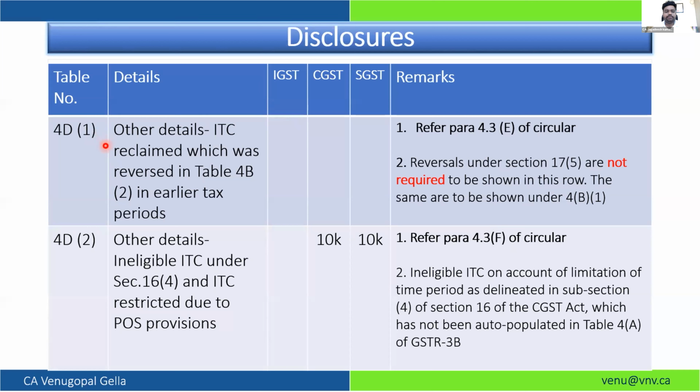4D1, as I discussed earlier, here we have to report the reclaimable ITC. What we have reclaimed in the current period, which was reversed in the previous period under 4B2. Here we are coming to table 4D2. Here we will report the ineligible ITC. Anyway, all the fields in 4D2 will be auto-populated from the 2B, because 3B can identify the ineligible ITC under section 16 subsection 4, and invoices having different place of supply provisions. Here we will report that 10,000 and 10,000 ITC.